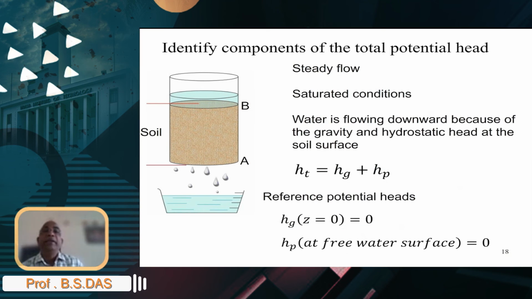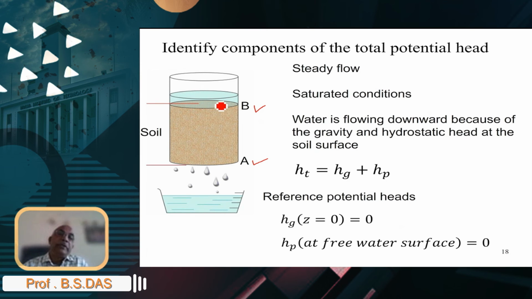So identifying the components of the total potential in this particular case. We are going to apply Darcy's equation across A and B. So we need to know what the potentials are at A and what the potentials are at B. We know that here water is moving downward, so there is a gravitational potential involved.